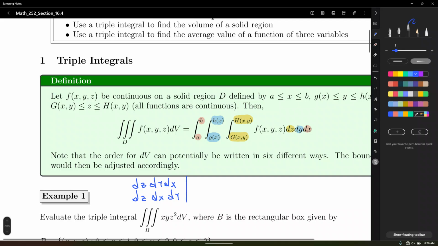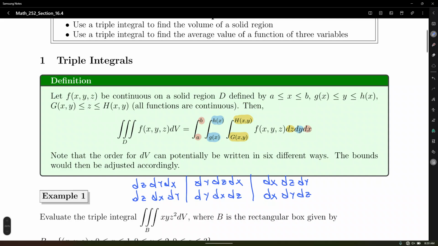But what if, instead of starting with dz, we start with dy? With dy we have two other possibilities: dy dz dx or dy dx dz. And furthermore, if we start with dx, we may go dx dz dy or dx dy dz. How many possible orders of integration? A total of 6, right?